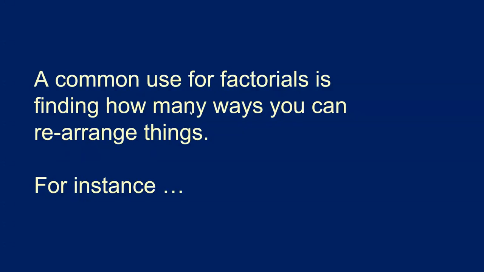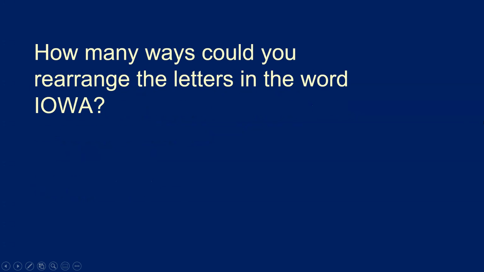A very common thing you use factorials for is figuring out how many ways things can be rearranged. For example, I might ask you how many ways you could rearrange the letters in the word Iowa, like IOWA. I could switch that around so it said maybe WOIA. It's not an actual English word, but it is a rearrangement of those same letters. And you can kind of picture there'd be a bunch of different ways that you could do that.